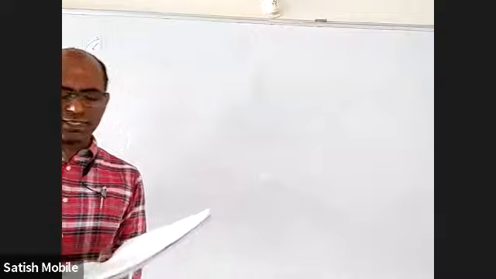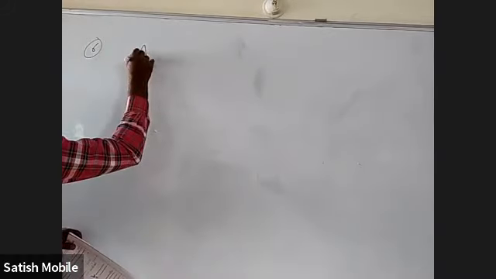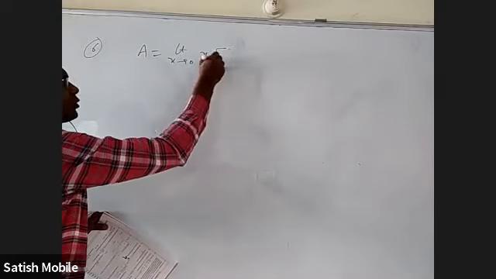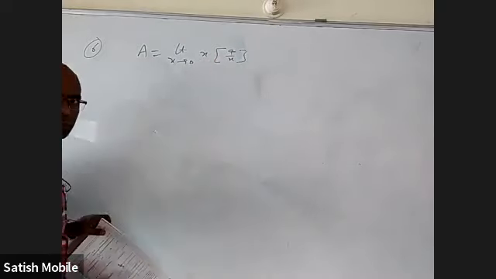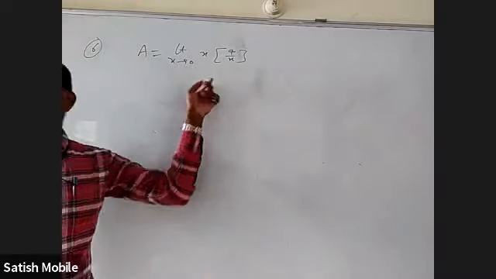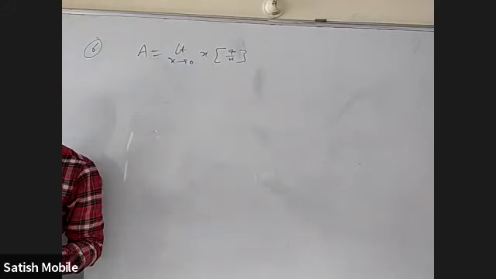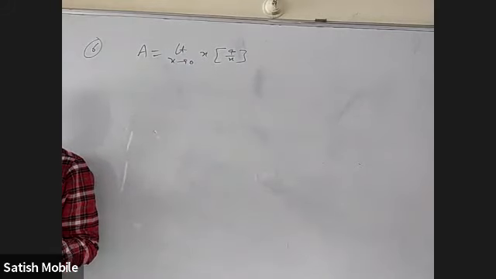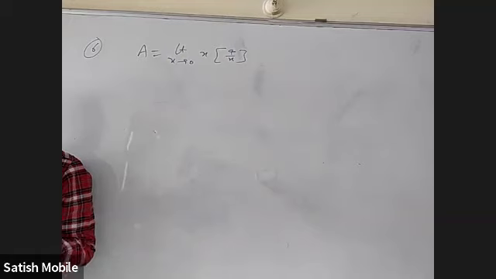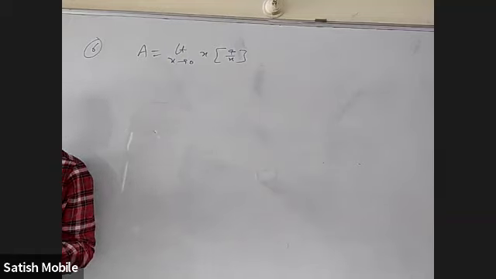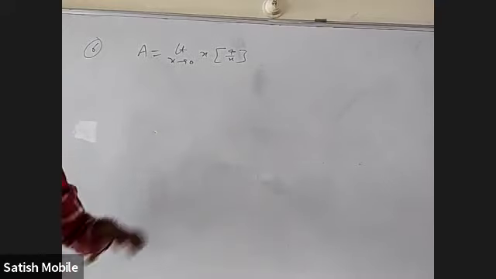Okay, sixth question. They asked a continuity question, but before that they asked a limits question, the same thing. They defined capital A as limit x tends to 0, x into integer part of 4 by x. Anybody want to tell what is the answer for this limit? Recently only we discussed in limits. What is the answer for this limit?